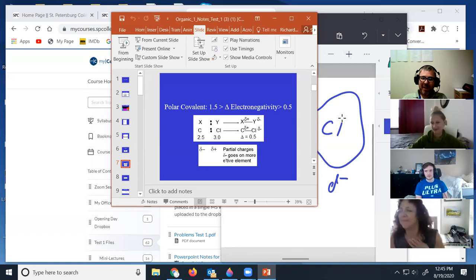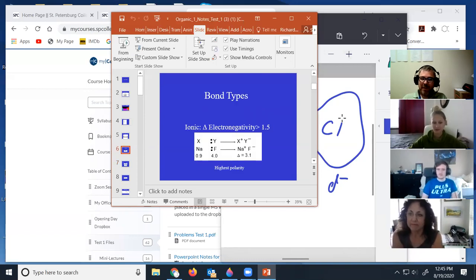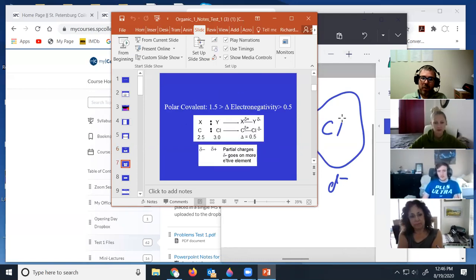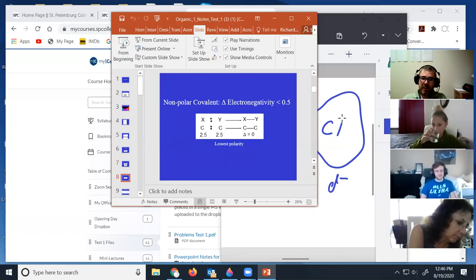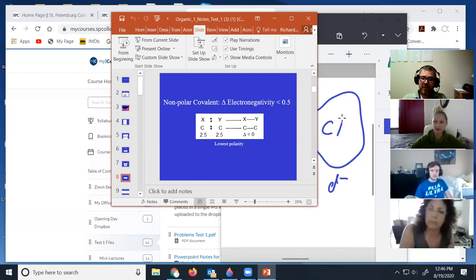All right. Does anybody have any other questions about the bonding so far? Let me just summarize this a little bit. For the ionic bonds, we're looking at an electronegativity difference greater than 1.5. For polar covalent, about 1.5 to 0.5 for the difference in electronegativity. We're talking about difference here. And for non-polar covalent, less than 0.5 difference, but effectively 0, really.